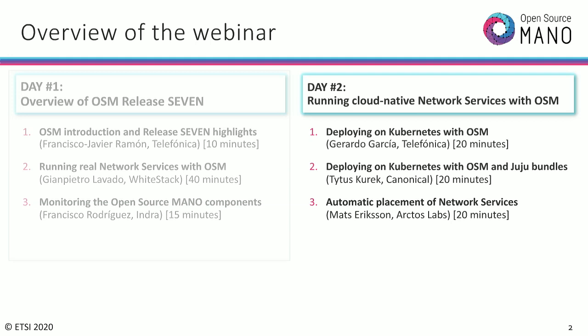Today, we are going to focus on two interesting features that come with Release 7, mainly the capability to run cloud-native applications, mainly Kubernetes applications, with OSM. And in addition, you will also get an idea of a new feature that is coming, the automatic placement of network services, a feature that allows you to determine the better placement for VNFs in order to meet some constraints. My presentation will focus on the general view on Kubernetes with OSM. I will show you some demos, and then Tytus will proceed with some updates on that, and finally Mats on the automatic placement.